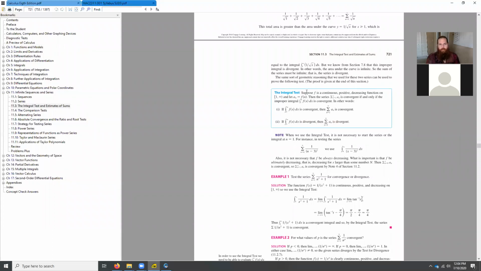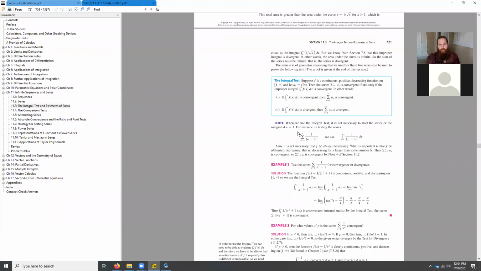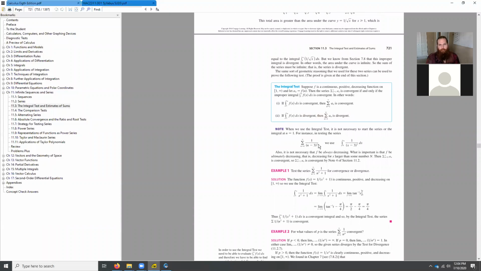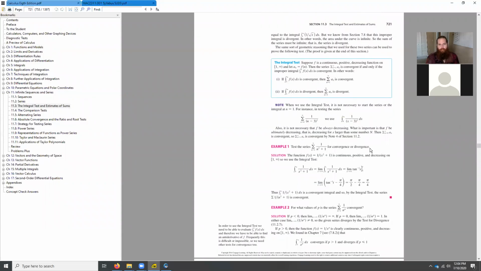So how do we use this? Well, normally someone will hand you a series like this, and then you will find out what is the function f(x). You will check that it is continuous, positive, and decreasing, and then you'll compute that integral. They do have a few nice notes here. f does not need to always be decreasing. It needs to be eventually. They use the word ultimately here, but eventually decreasing.